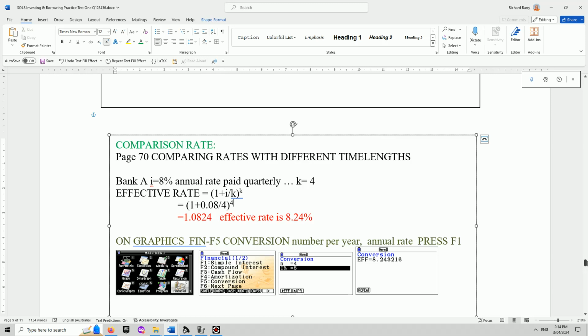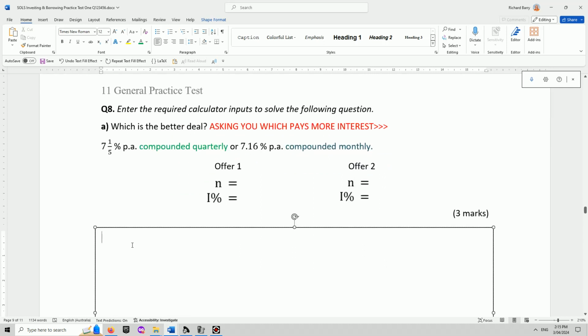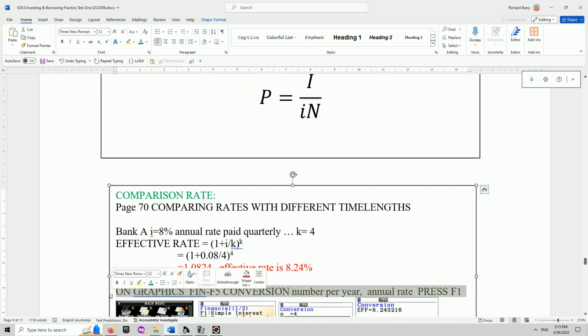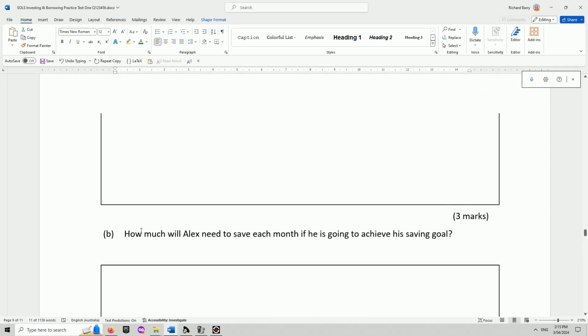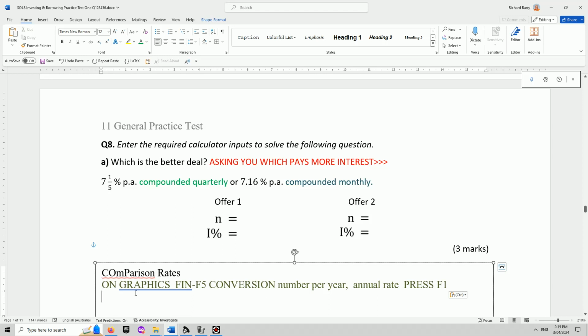All right, let's go back to our problem. Question eight. Comparison rates. What are the steps? One more time, we'll have a look at page 70. Here are the steps, so you can see what the steps are. I'm going to use the graphics calculator. So the first one, offer one.